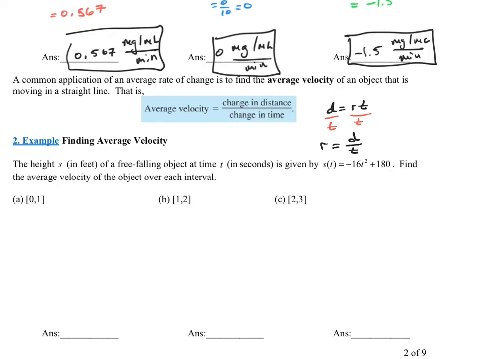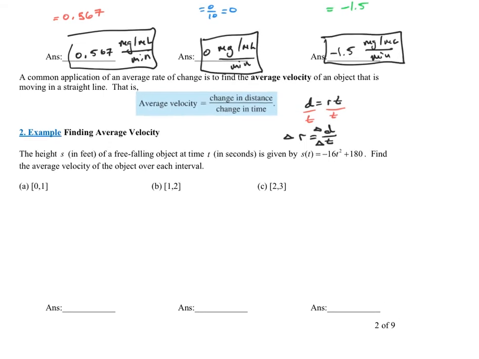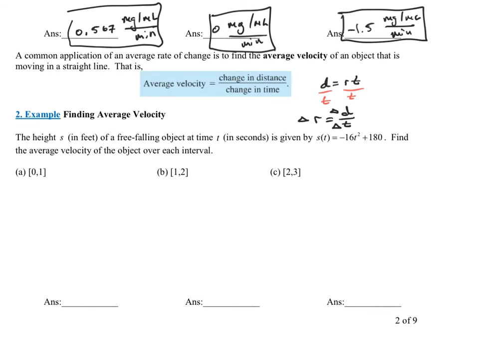So if we wanted to know the change in the velocity, the change in the rate, we would look at the change in the distance over the change in time. So let's look at the next one. It says the height s. Why do they use the letter s and not h? I don't know, but we'll go with it. It's always s. Of a free-falling object at time t in seconds is given by s of t equals negative 16 t squared plus 180. Find the average velocity of the object over the interval.